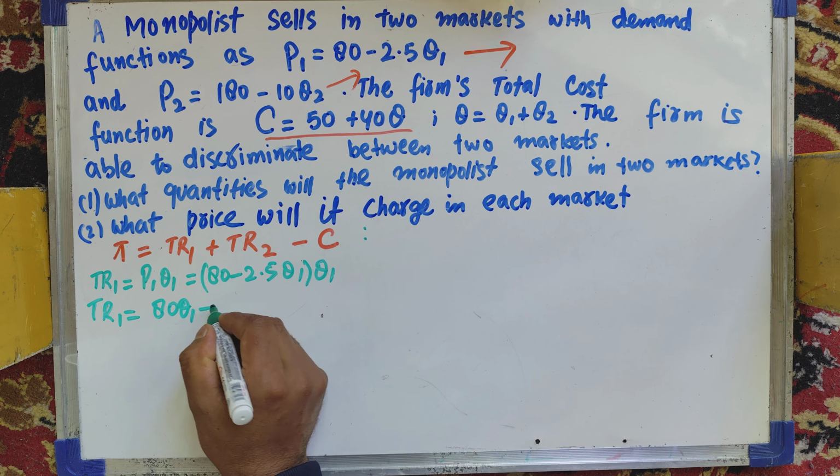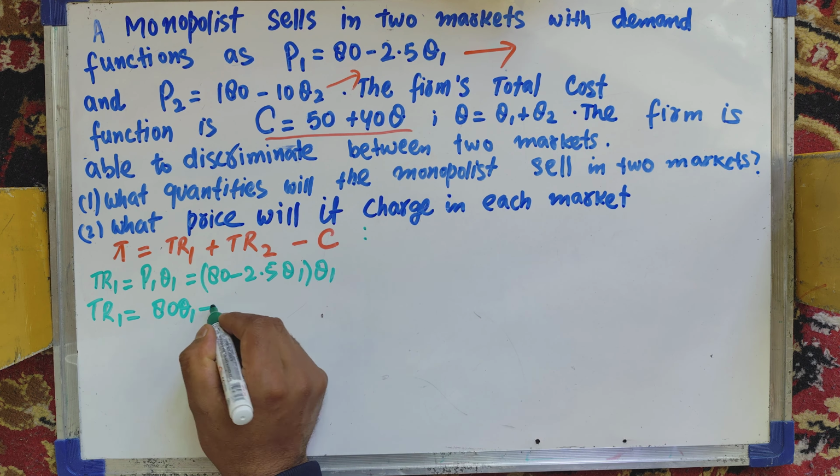Similarly, the marginal revenue in market 1 will be the derivative of the total revenue function with respect to Q1. The derivative of 80 Q1 is 80. The derivative of Q1 squared is 2 Q1, so 2 times 2.5 becomes 5 Q1. This is the marginal revenue in market 1: 80 minus 5 Q1.